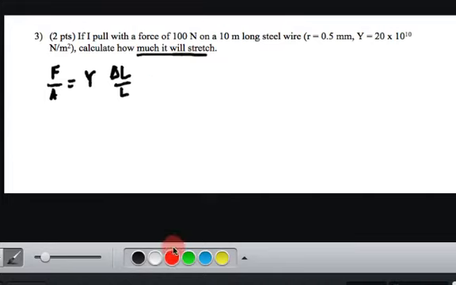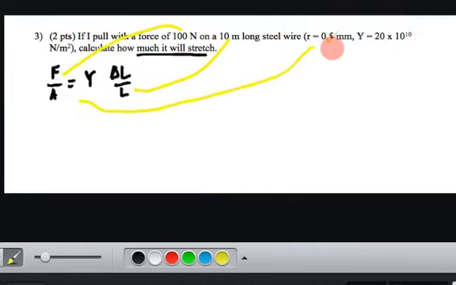We know that the L, let's disconnect some of this material. The original length is 10 meters. The force is 100 newtons. The area we get from this, pi r squared, and Young's modulus is 20 times 10 to the 10th newtons per meter squared. So let's go ahead and do those computations.